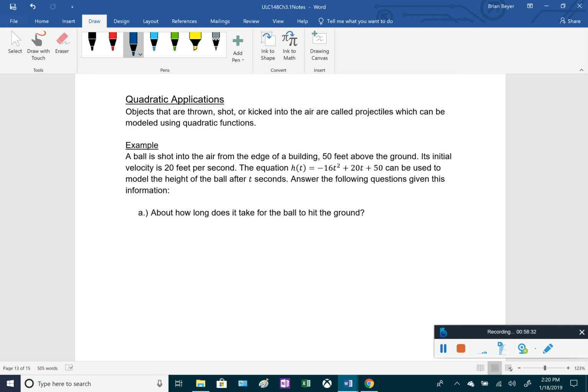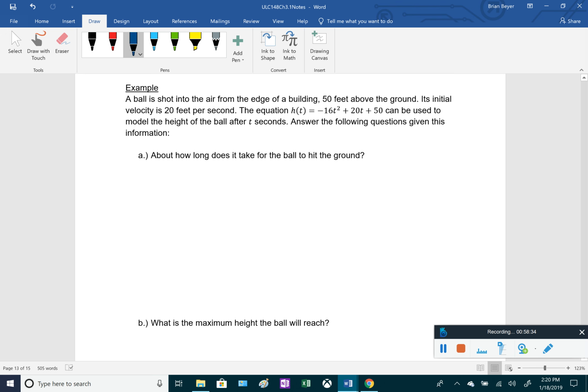So let's do this first one. So we have a ball is shot into the air from the edge of a building, and the building is 50 feet above the ground. Its initial velocity is 20 feet per second. So we have this equation that models the flight of the ball. So the equation h of t equals negative 16t squared plus 20t plus 50 can be used to model the height of the ball after t seconds. So t is seconds and h is height. And let's answer these following questions.